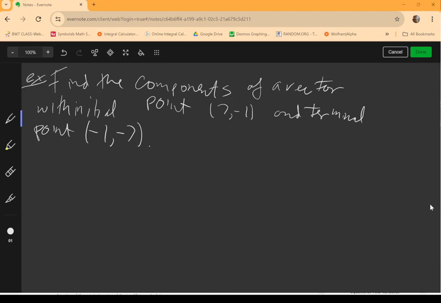Okay, in this video we're going to take a look at finding the components of a vector. When we say components, we are talking about the horizontal component and the vertical component.